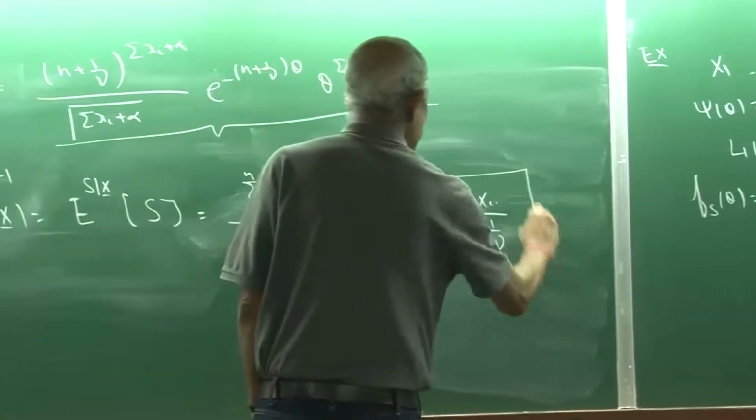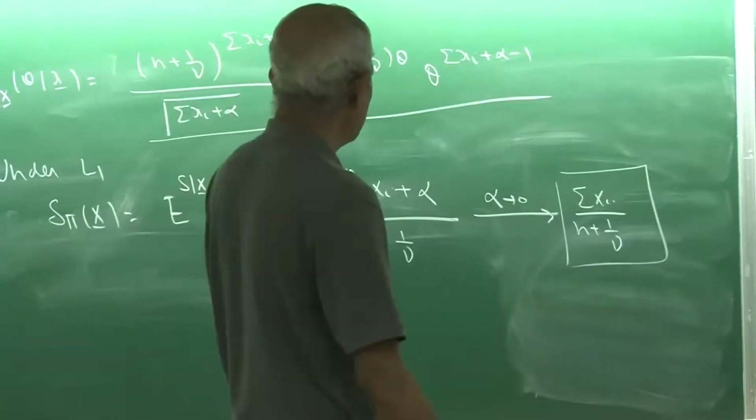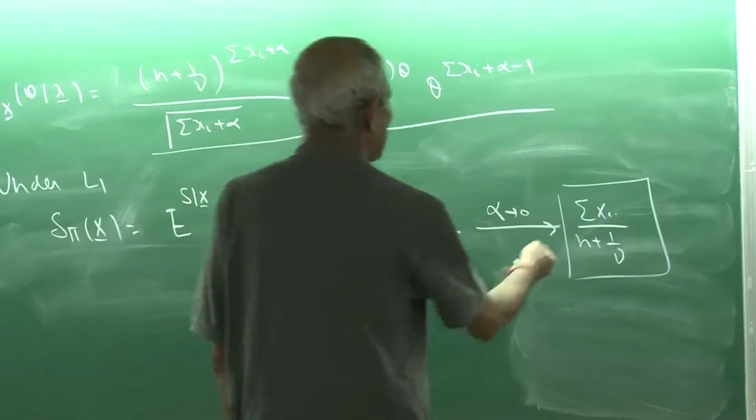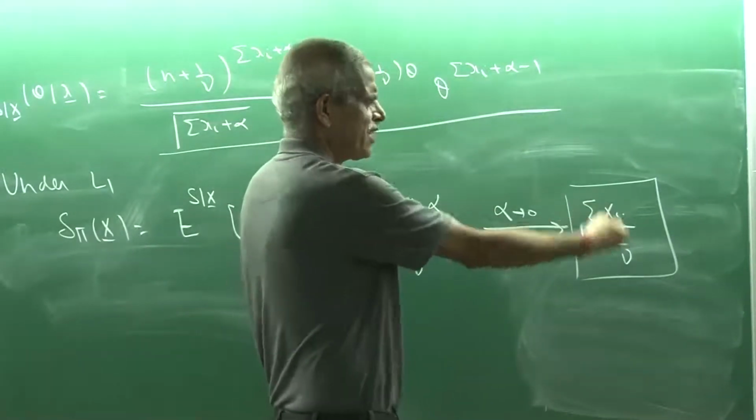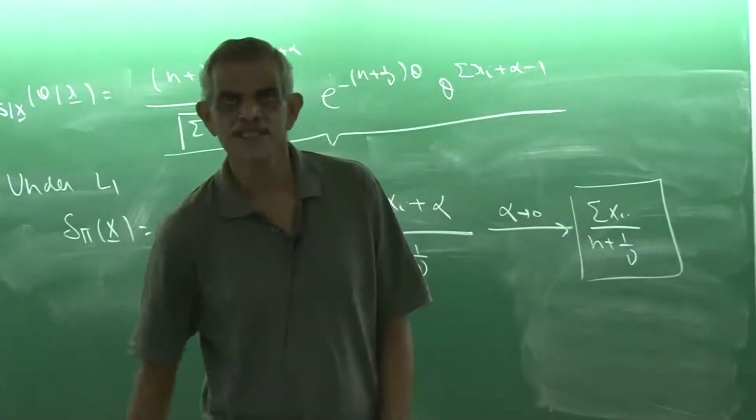So in that case, you estimate it by the usual estimator, which is summation xi. So this is some constant times x bar, right? This would be n x bar upon n plus 1 by nu.